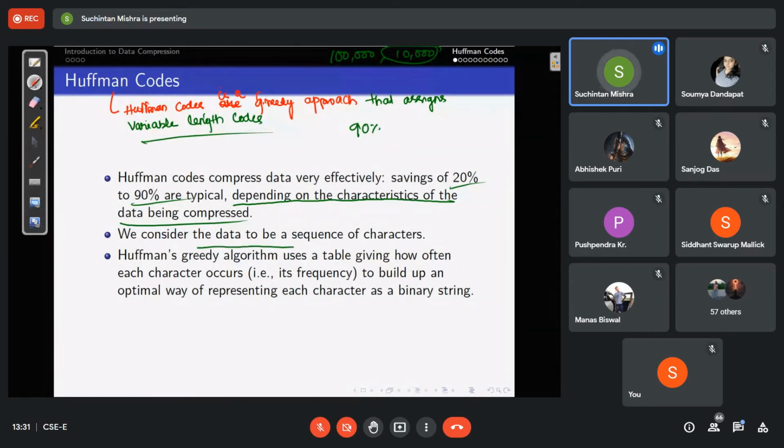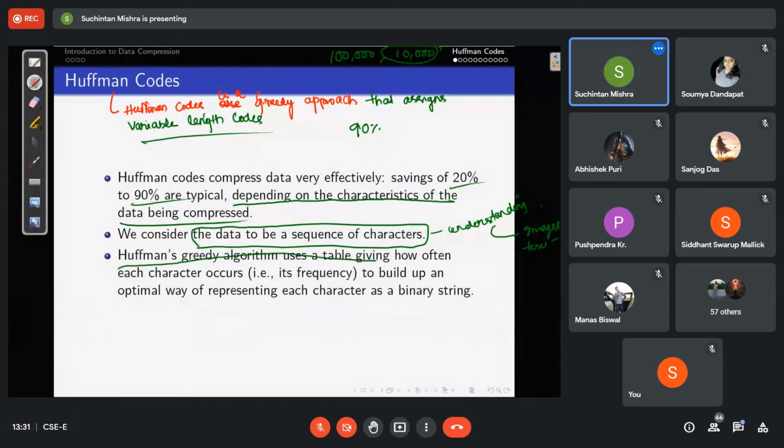Now we consider the data to be a sequence of characters, only for the purpose of understanding it. In real life, Huffman codes can compress everything. Images, text, everything can be compressed by Huffman codes.